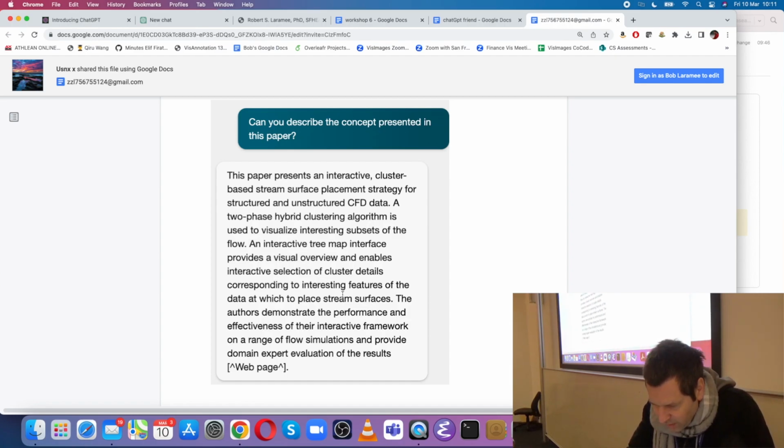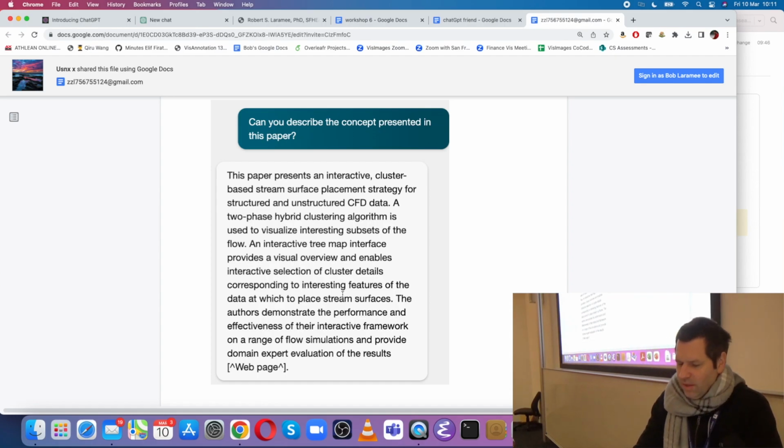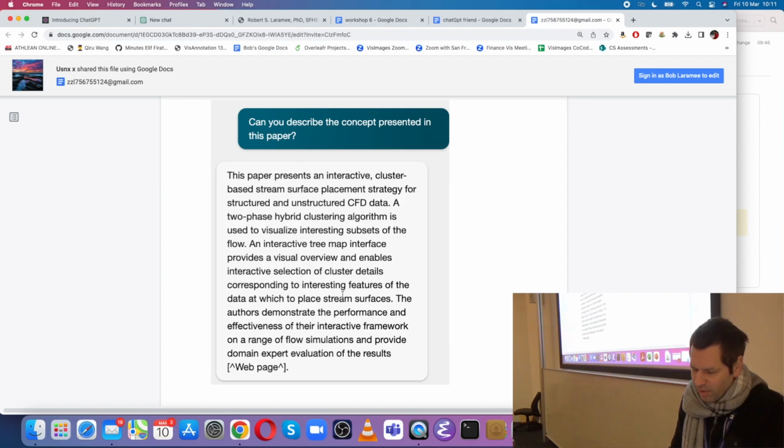Okay, that's correct. That's all correct. I think this text has been copied and pasted directly from the paper, so it's all correct. I would say this is more than a summary of the concept. It's mentioning the concept, the implementation, and the evaluation. They're all correct, and they're all together in there.